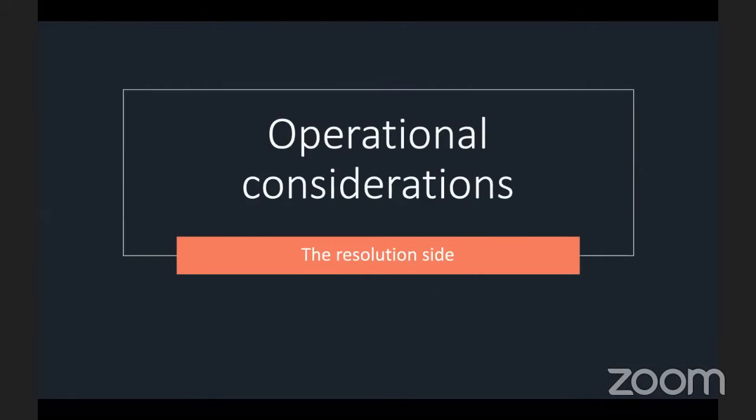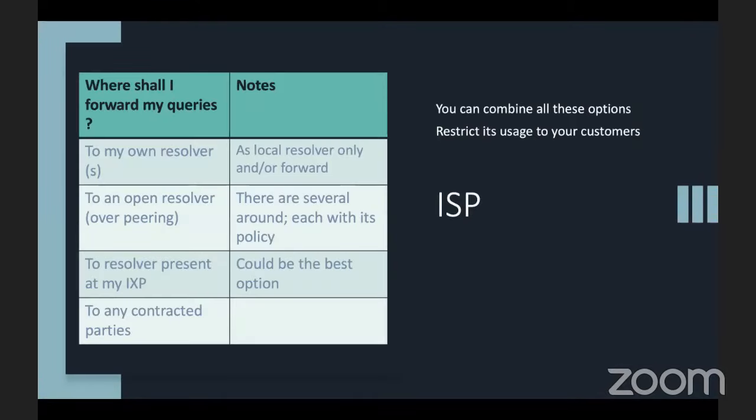So we have been talking mostly about what you have for the authoritative server. Now let's move on to the resolution side. For the resolution side, regarding the ISP, if we ask where you should forward your queries, it can be either to your own resolver, or to an open resolver over peering, to a resolver present at your ISP, we will talk about that one later on, or to any contracted parties. Of course, you can combine all these options.